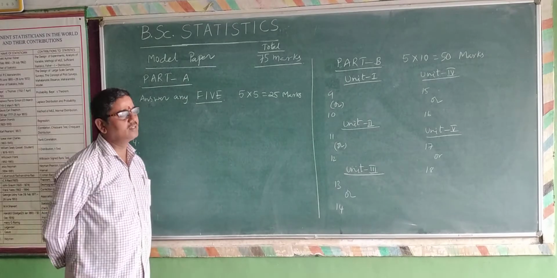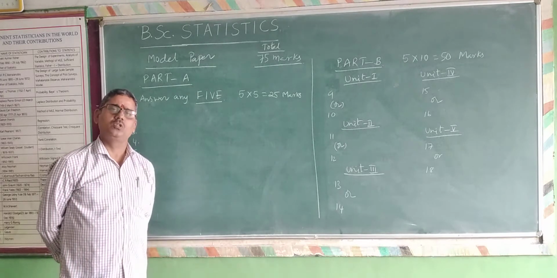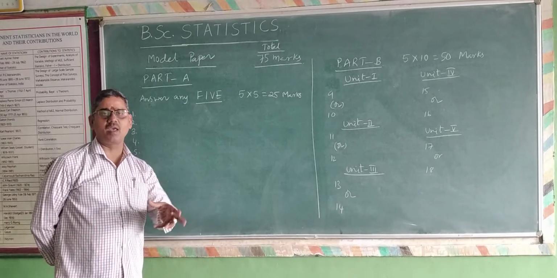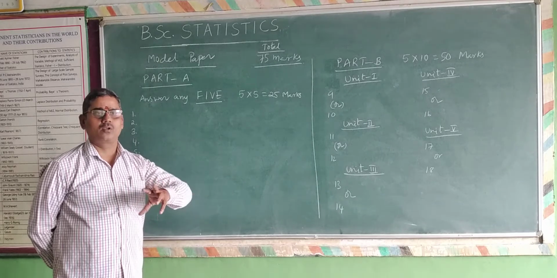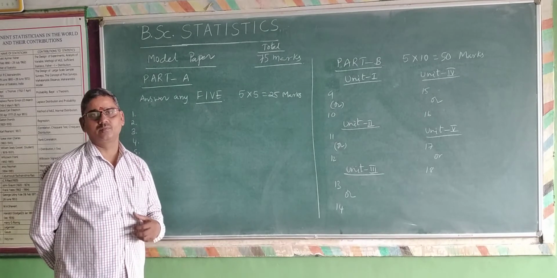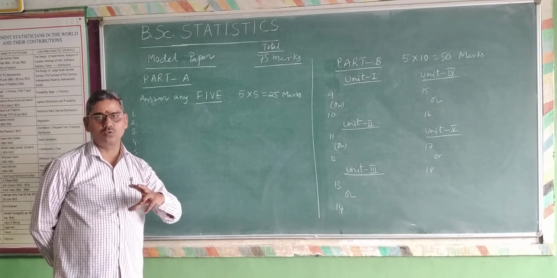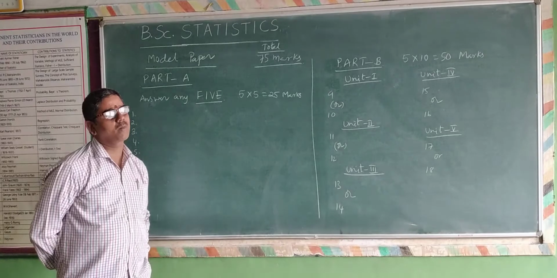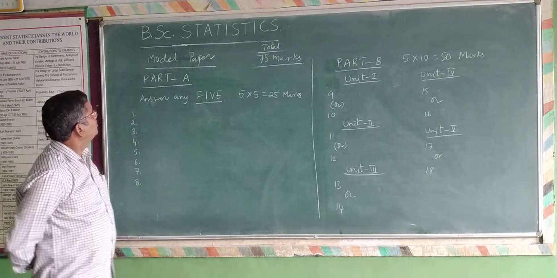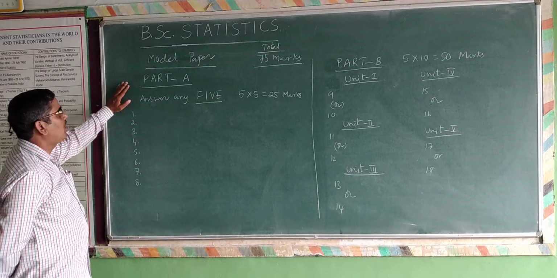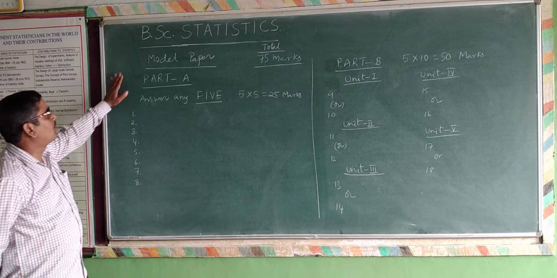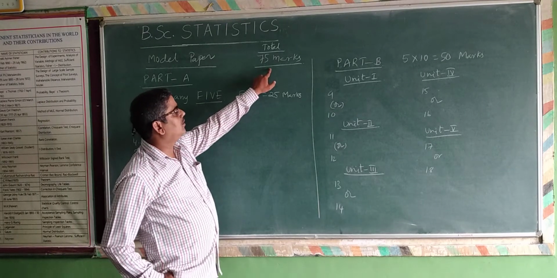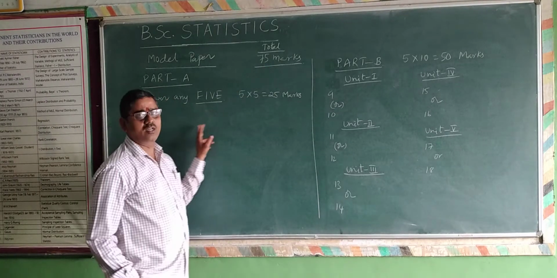So kindly concentrate. I explain how to tackle and how to prepare to write the examination. What is the way you have to prepare for any particular subject, particularly statistics? In general, this is the paper you have. The paper will consist of 75 marks, and there are two parts, part A and part B.